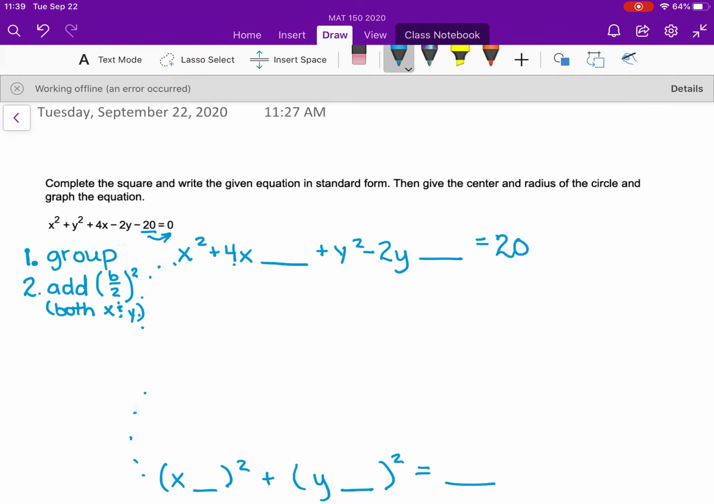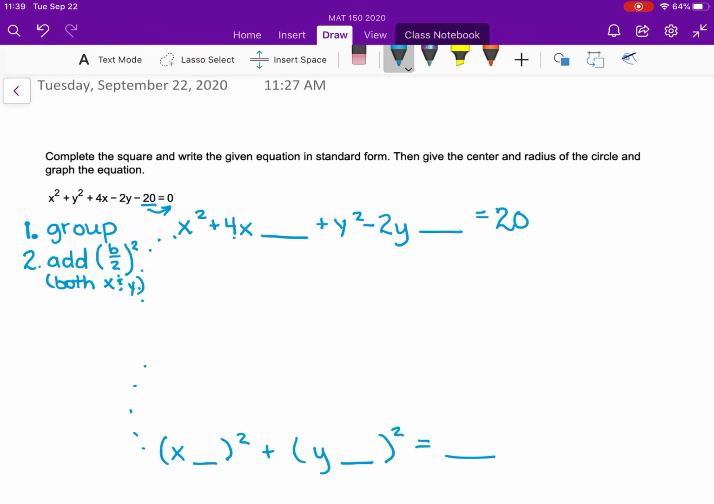Okay. So for x, I'm going to do this in multiple steps. Eventually, when you do this enough times, you do not need as many steps, but I'd rather give you too many than not enough. So that looks like this. It looks like 4 over 2 quantity squared because this middle number here is 4. Here, it looks like negative 2 over 2 quantity squared because this number here is negative 2.